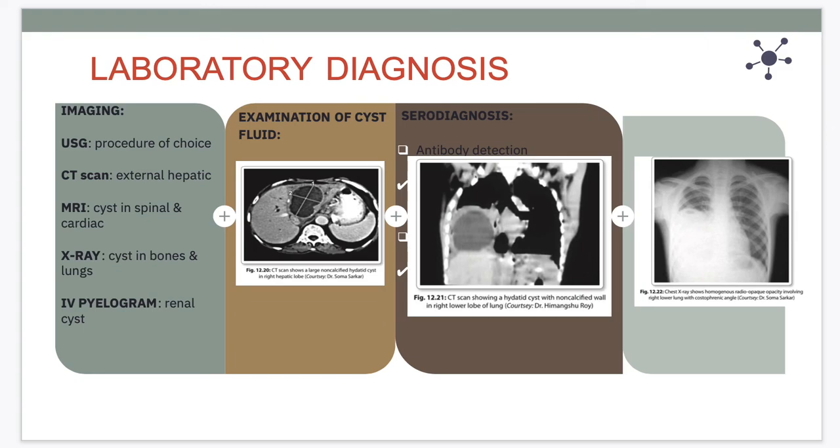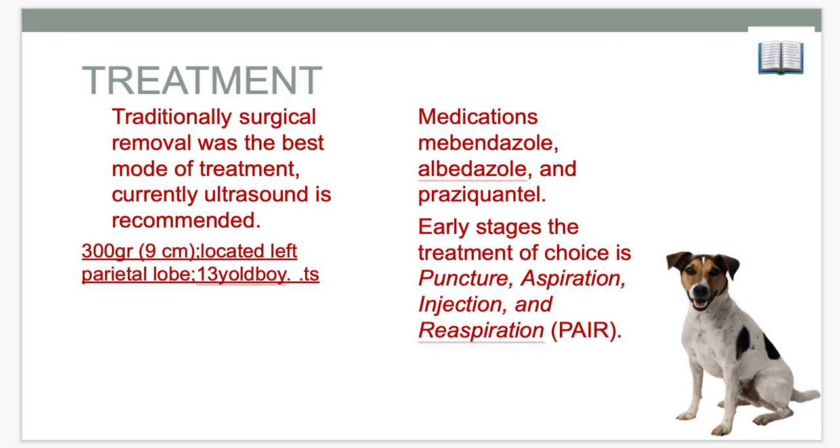So to diagnose this, we use ultrasound, which is the procedure of choice. That's USG, ultrasonography. Then CT scan, no, this is helpful for extrahepatic manifestation. Then we use MRI, no, for cysts in spinal and cardiac locations. And for X-ray, we use this for cysts in bones and lungs, and IV pyelogram if it's a renal cyst. We treat this, no, traditionally surgical removal is the best mode of treatment, but currently ultrasound is recommended.